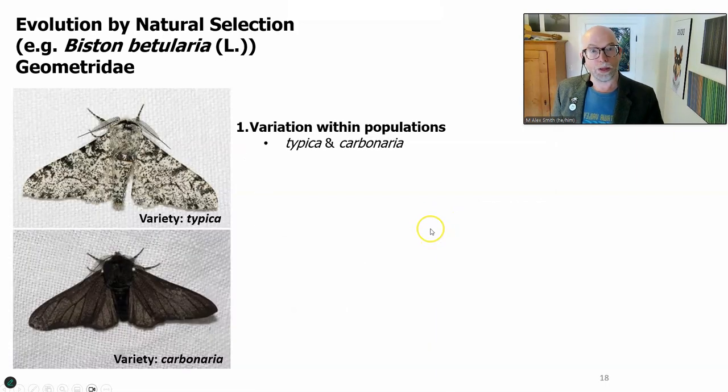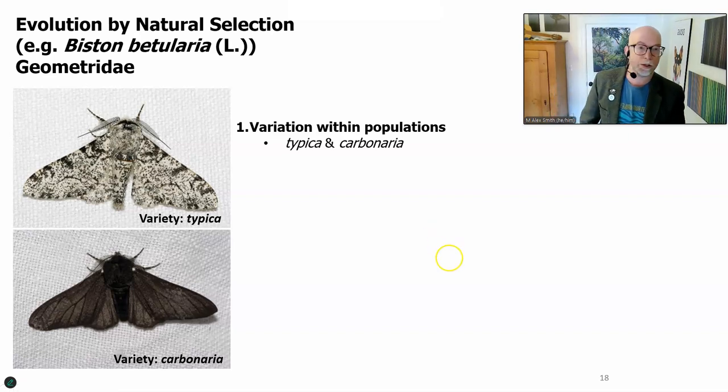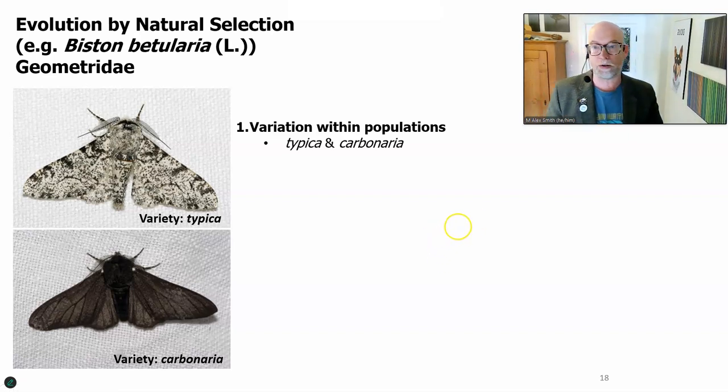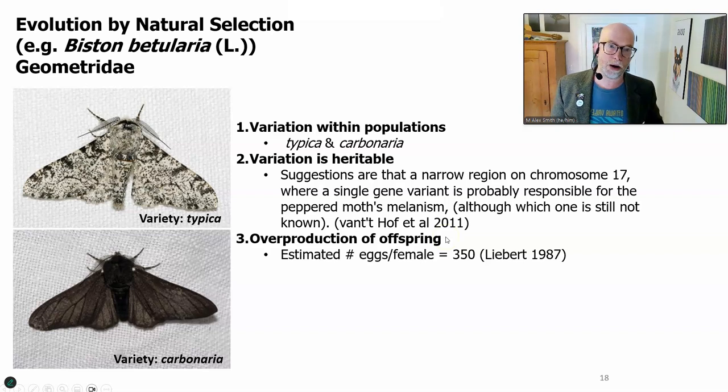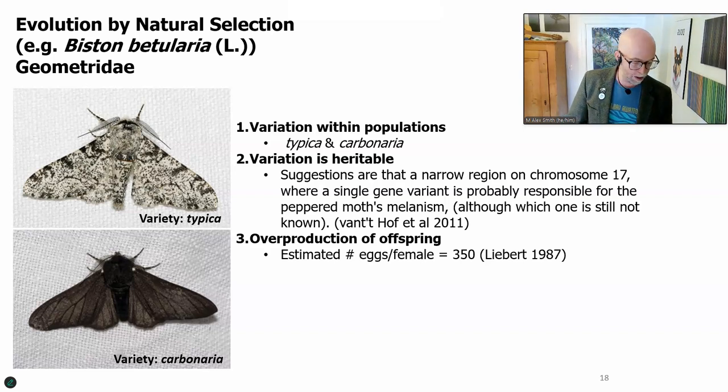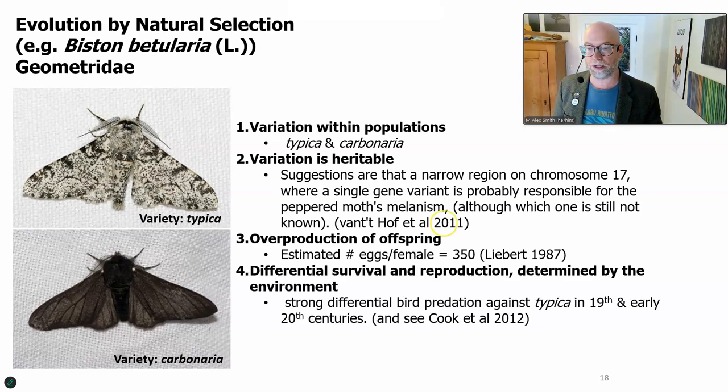Okay? So the classicness of this example, let's take a look at it. So we have variation. Does it meet all these VISTA criteria? There is variation in the population, Typica and Carbonaria. That variation is heritable. We're still unpacking, as we learn about the genetics of this species, how, but the variant for this color seems to be on the 17th chromosome that's responsible for the moth's melanism. There is certainly much production of offspring. The estimated number of eggs per female moth can be upwards of 350.